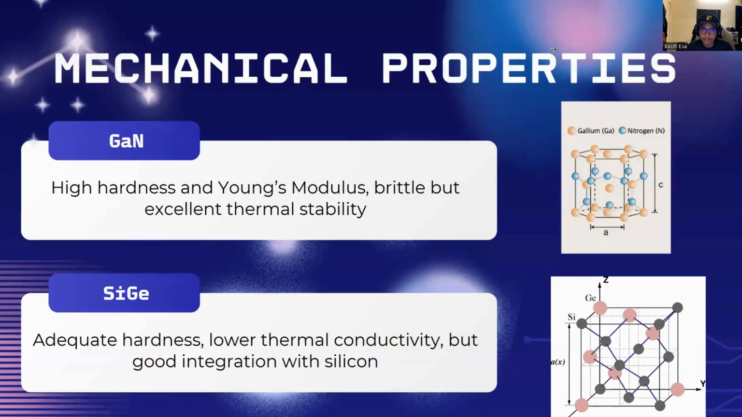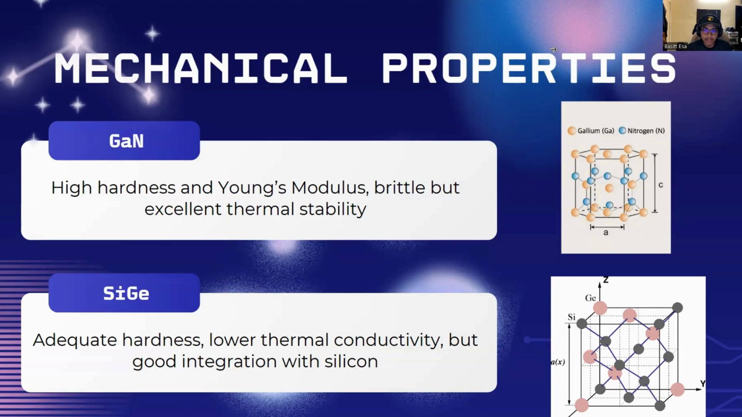Next, I'm going to continue on the mechanical properties of both gallium nitride, GaN, and also silicon germanium. As for gallium nitride, due to its excellent mechanical and electronic properties, it has been an ideal candidate for 5G application. GaN is also widely used in optoelectronics and photonics due to its wide bandgap and excellent material properties.